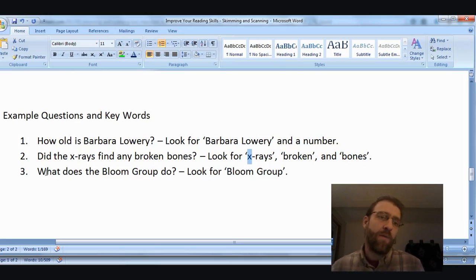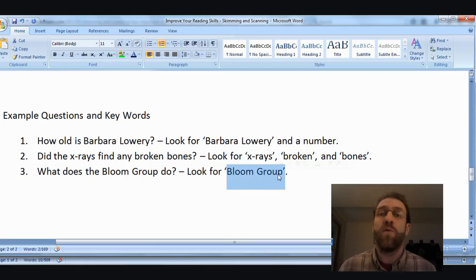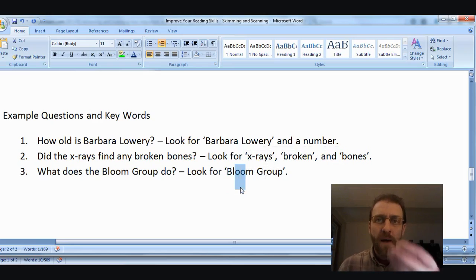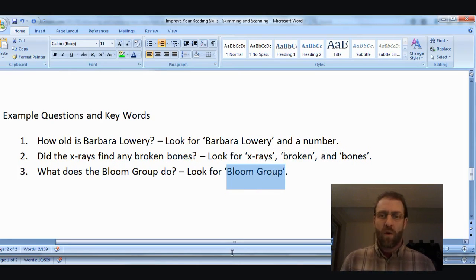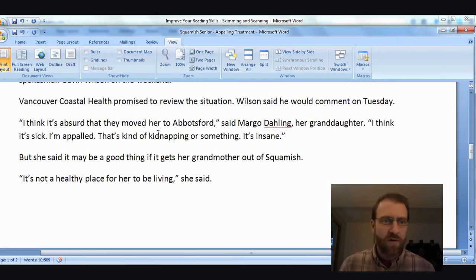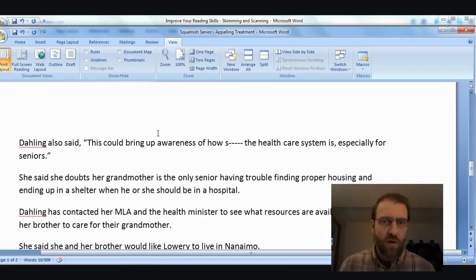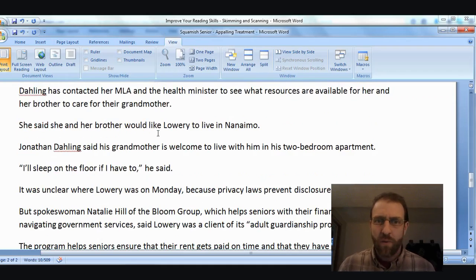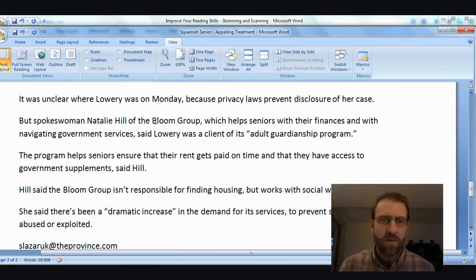In the final example, we have a question, what does the Bloom Group do? Now in this question, the only keywords we have to work with are Bloom Group. This might not be too difficult to find though. It's got two capital letters, a B and a G, and this word Bloom has the two O's, which may again make it jump out at us. So let's look for Bloom Group in the story. We go back to our story, we're scanning, I'm looking across the page, I'm not reading the words, I'm just looking for Bloom. So as I come through here, looking, there it is, Bloom.